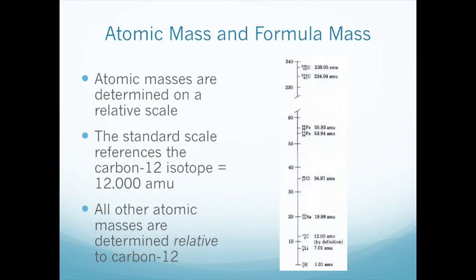So, atomic masses are determined on a relative scale. This means that you have to provide a reference mass that is rigorously defined, and in this case we use carbon-12. So carbon-12 isotopes have exactly a mass of 12.000 AMU, and all other masses in AMUs are defined based on this definition.